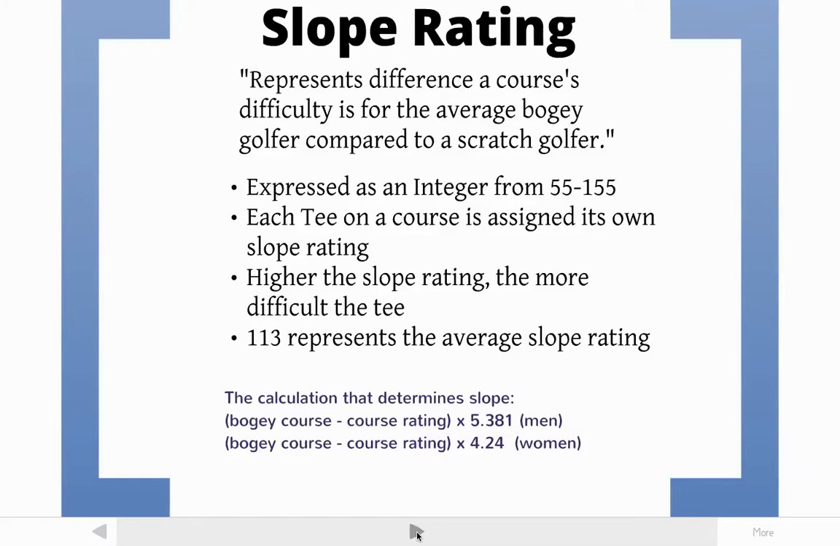So that slope can vary, and that is expressed in an integer form from 55 to 155. Again, each tee is assigned its own slope rating. The higher the slope rating, the more difficult the tee, and 113 is the average slope rating for any course. And you can see below here, it's a pretty easy calculation. There's a multiplier for men and a multiplier for women. And essentially it's the difference between the bogey and course rating that gives you your slope rating.